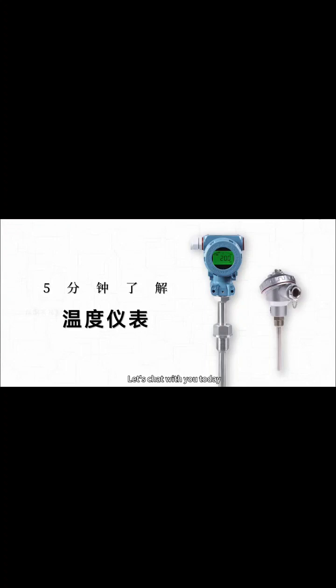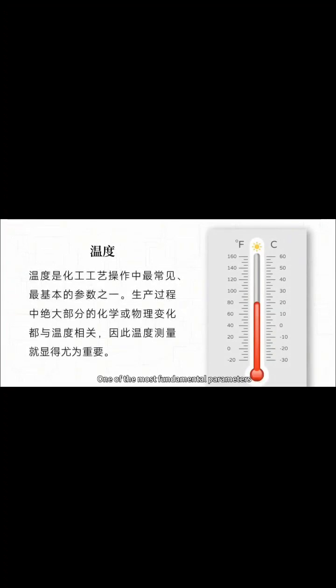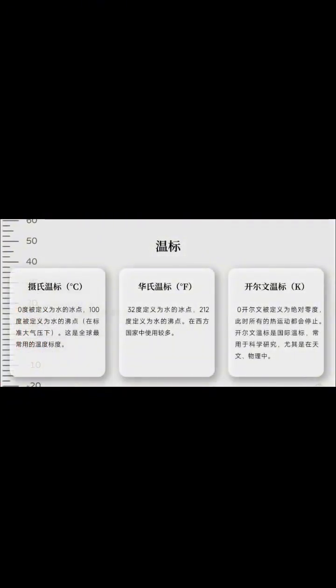Today I will talk to you about the common temperature instruments in chemical production. Temperature is one of the most common and basic parameters in chemical process operations, and the vast majority of chemical or physical changes in the production process are related to temperature, so temperature measurement is particularly important.